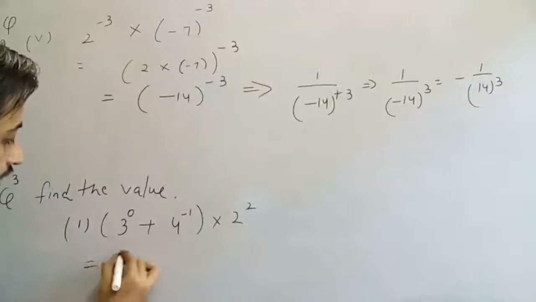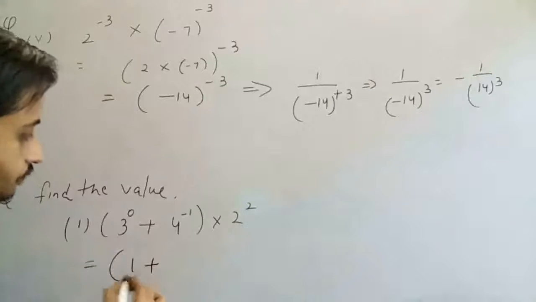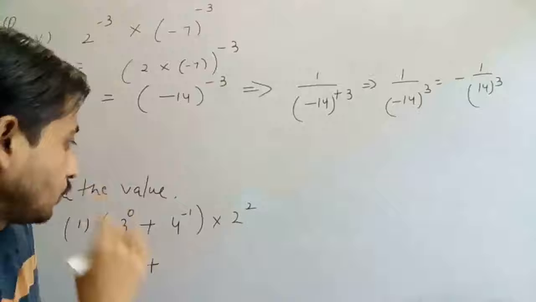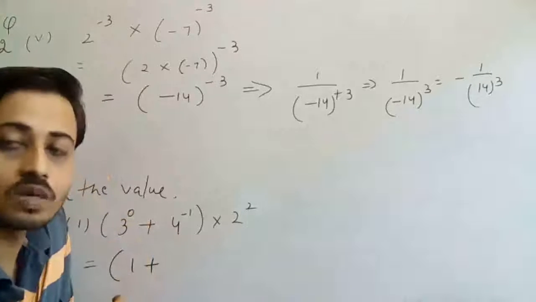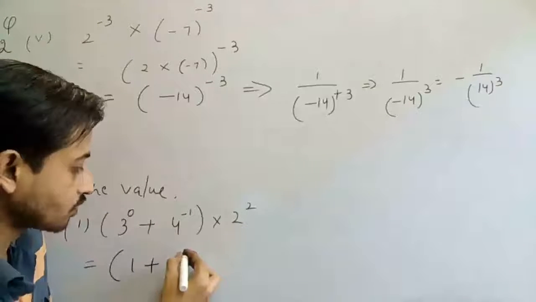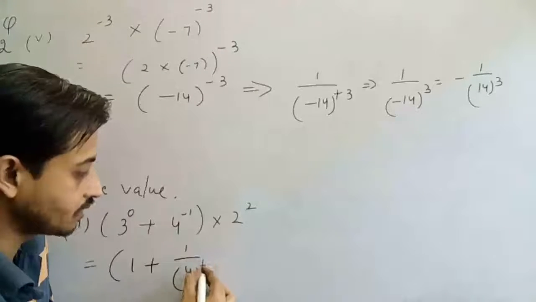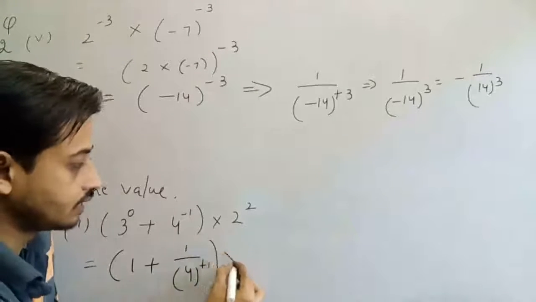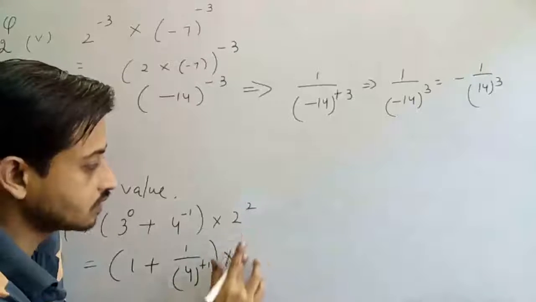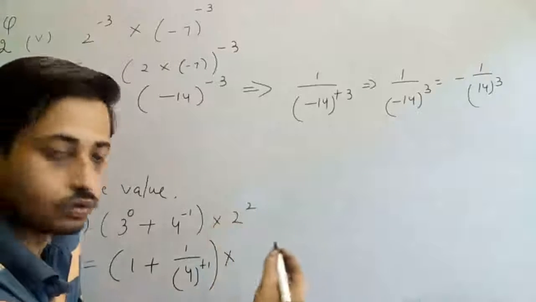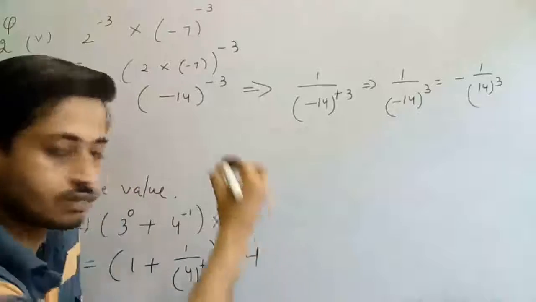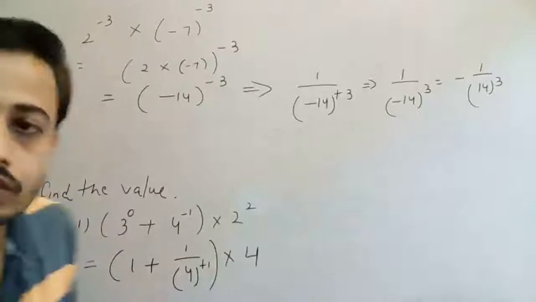So we can write it as 1 plus. Now what we have to do? 4 raised to the power negative 1. Make it positive by moving into the denominator part. So this becomes positive 1. And 2 raised to the power 2 means 2 into 2. So we get 4. Now we have to do solve.